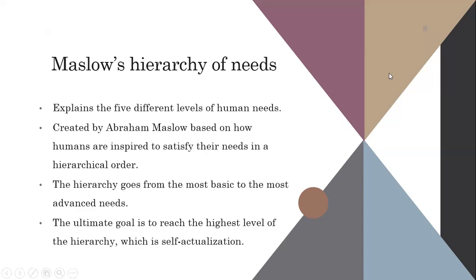Maslow's hierarchy of needs explains the 5 different levels of human needs. It was created by Abraham Maslow based on how humans are inspired to satisfy their needs in a hierarchical order. So the hierarchy goes from the most basic physiological needs to the most advanced ones, which include self-esteem and self-actualization. The ultimate goal of this theory is to reach the highest level of the hierarchy, which is self-actualization.